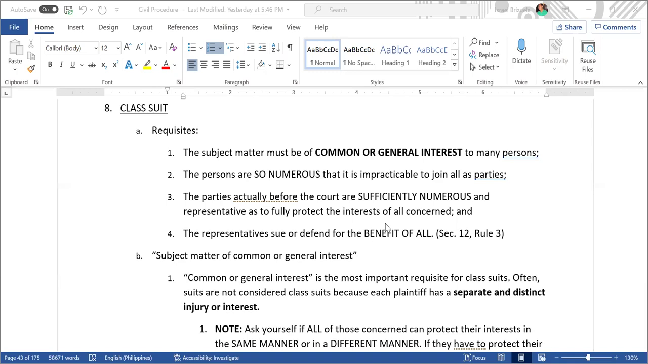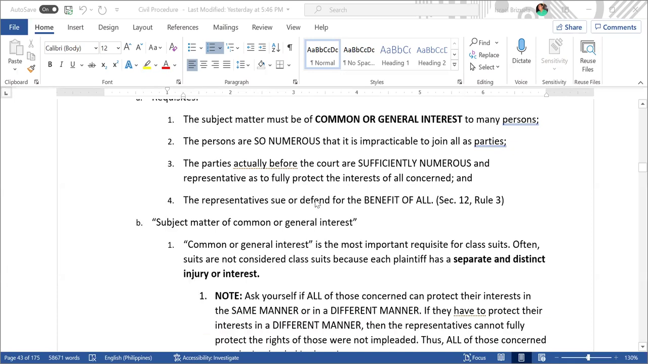So normally class suits are done if the case is culpa or negligence, or sometimes we call it torts, diba? So the subject matter of common or general interest, we define that as the most important requisite for class suits. Often, class suits are not considered class suits because each plaintiff has a separate and distinct injury or interest.